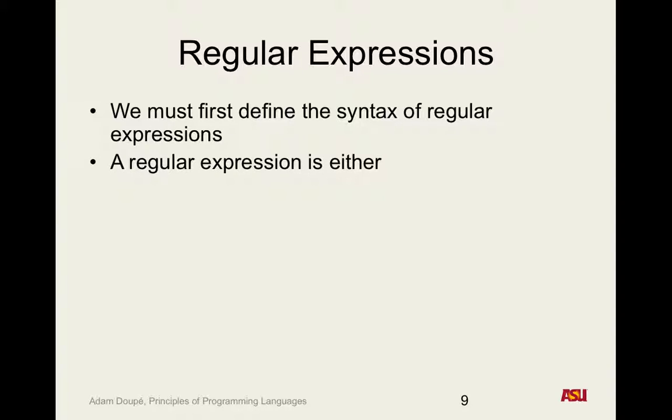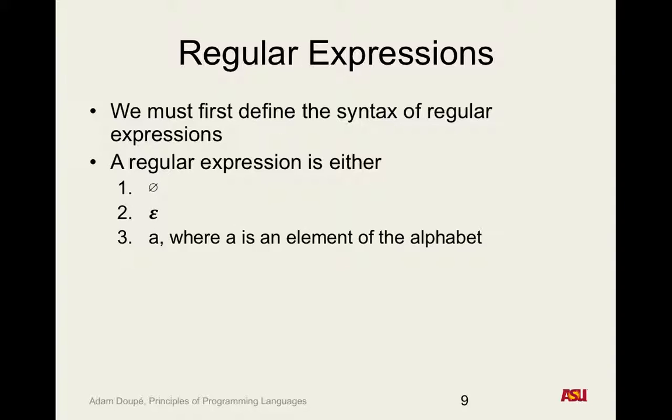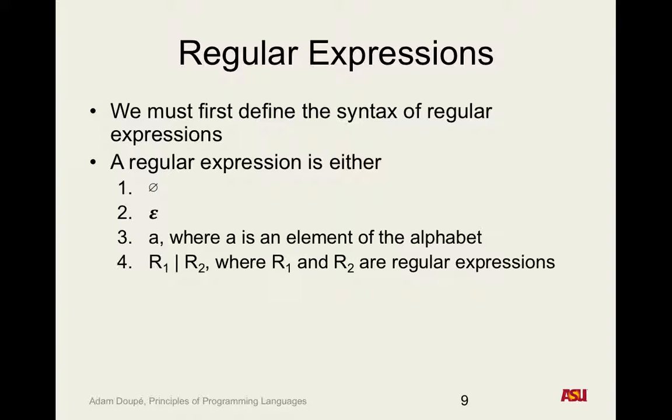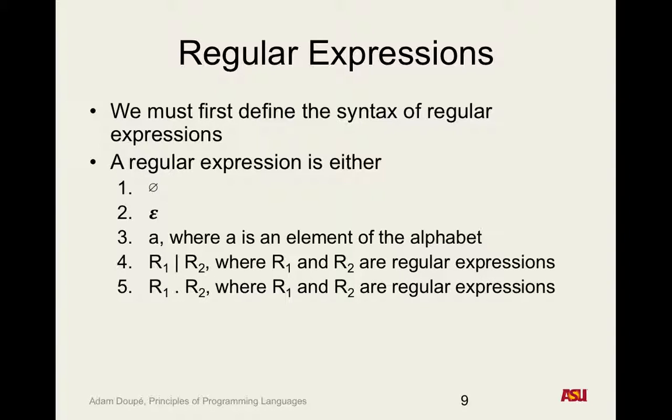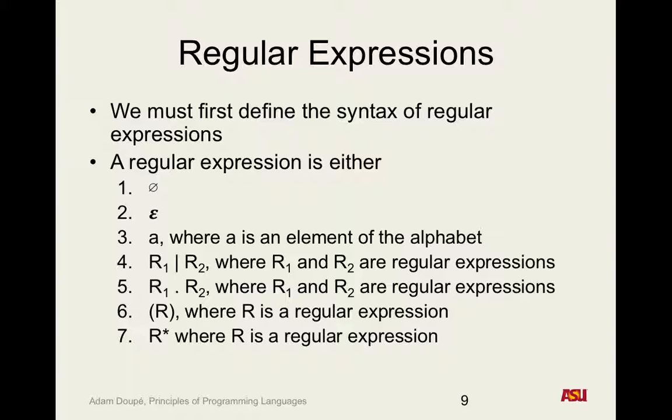Okay, so a regular expression is either the empty set, epsilon, and one thing you'll notice is these are not within double quotes, they're not italic and dark blue, so these are regular expressions we're talking about here. Or A is a regular expression where A is an element of the alphabet sigma. R1 bar R2, where R1 and R2 are regular expressions. R1 dot R2, where R1 and R2 are regular expressions. Parentheses R, where R is a regular expression. And R star, where R is a regular expression. Yeah?